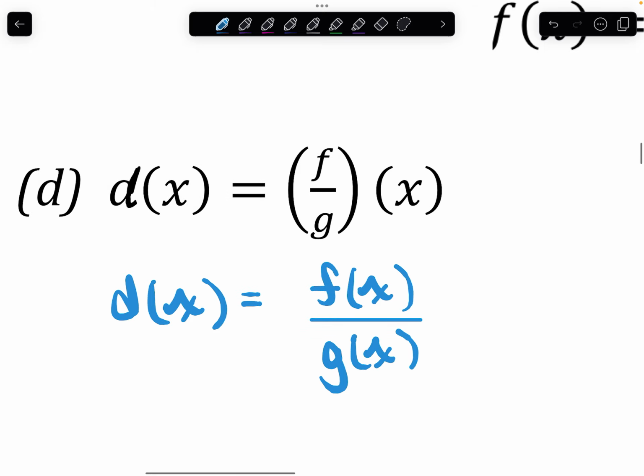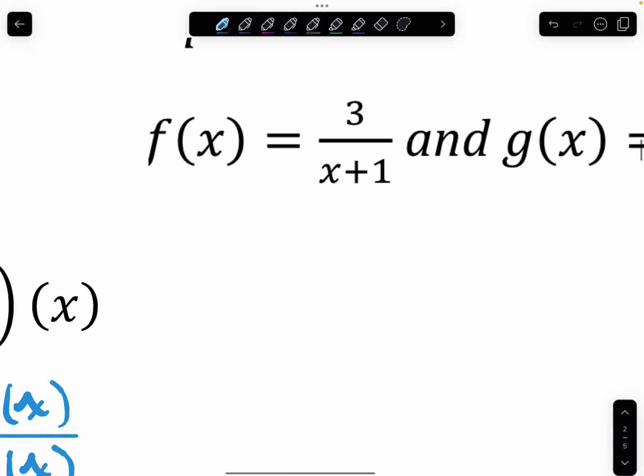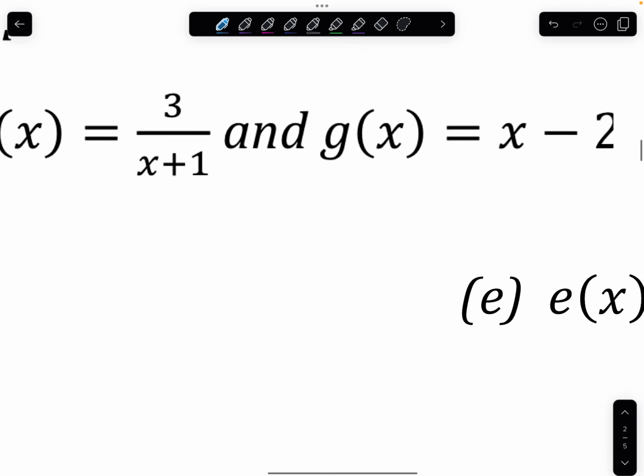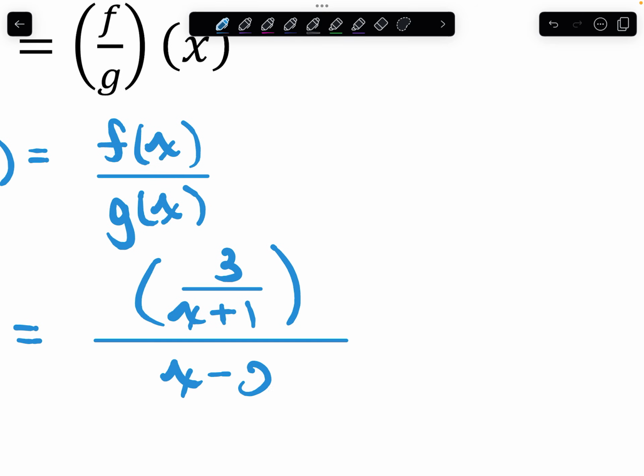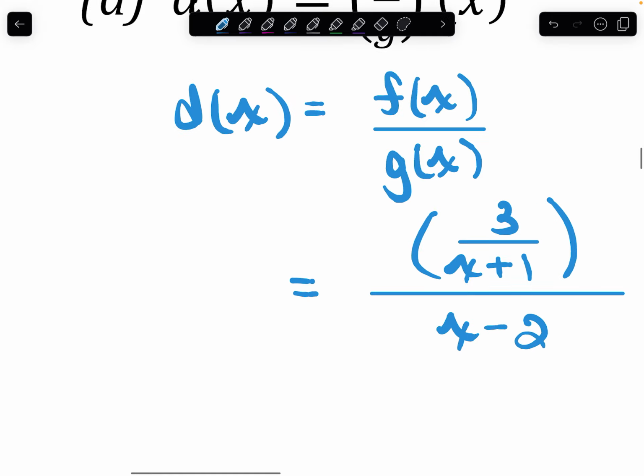g of x. So I've got my fraction bar, and I'm going to go get my f, which is 3 over x plus 1, so be careful here. 3 over x plus 1, I like parentheses, over g, which is x minus 2. All right, so here you need to be very, very careful. As far as lining it up, notice I have my f in parentheses. If you don't have that f in parentheses, it's not wrong. However, make sure your division bar in f is smaller. You need to know what the main division bar is versus the small division bar. You don't want to get those mixed up.